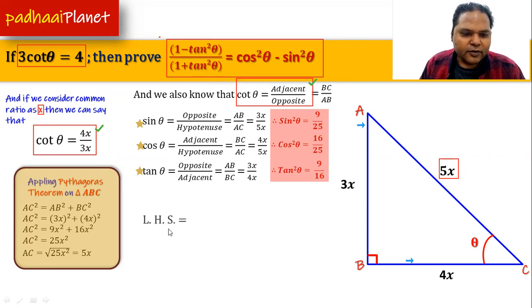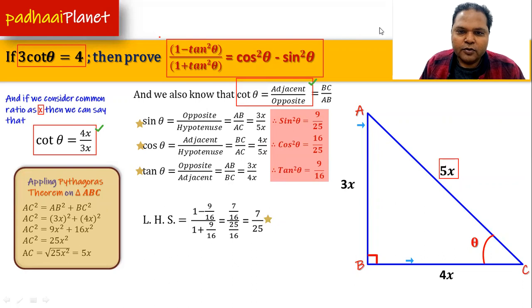So the left hand side of the expression is 1 minus tan square theta over 1 plus tan square theta. And when we put these values, it comes something like this, 1 minus 9 over 16, because I have taken this value from here. And then we further solve it, we get 7 over 16 divided by 25 over 16, and finally what we get is 7 over 25. So that's the value of the left hand side we have got here, right?